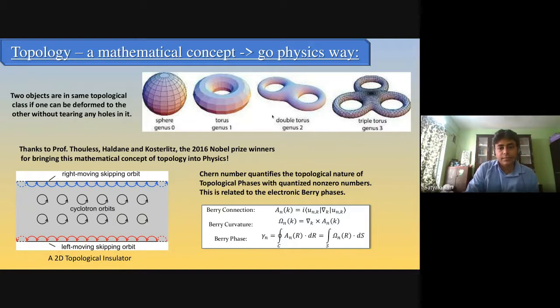And thanks to these professors, Professor Thouless, Professor Haldane, and Professor Kosterlitz, who worked on topology in physics and got the 2016 Nobel Prize, they actually found the connection that this topological robustness can be found in physical systems also. For example, let's take this cartoon again, which we have seen before also. This is a 2D topological insulator. So it's a finite geometry, with these two sides not shown, as I couldn't find them in the cartoon I got from the internet.